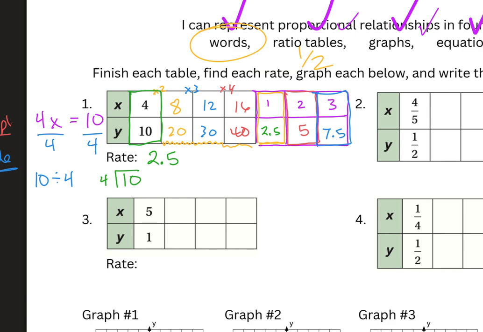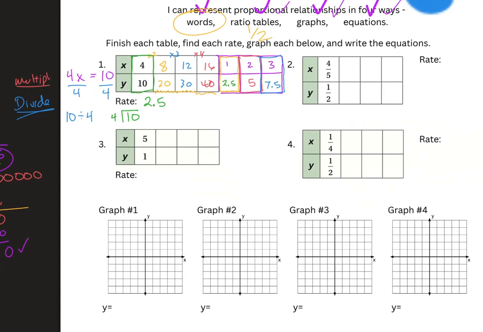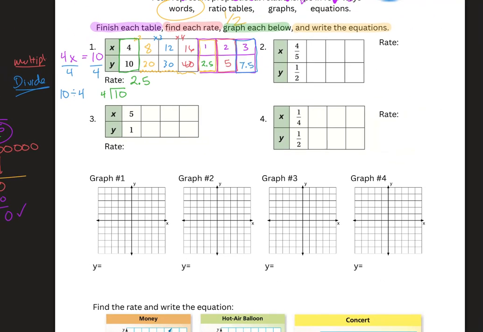It's gross. All right, so what I want to do is go down here and graph this thing, because that's what we're supposed to do. We are supposed to finish each table, find each rate, graph each one below, and then write the equations. So let's do that. We finish the table, and if you were to see just my answer sheet, I have a note next to the graphs that says, hey, listen, the graphs are really only tricky because you overthink the graph.